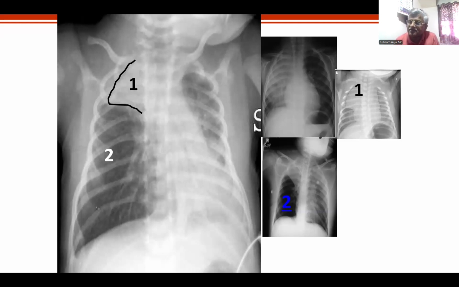What do you mean by hyperinflation? Vessels will become less, air becomes more. Alveolar sacs get distended. Vascular markings get reduced. And because of the volume effect, you can see spreading of the ribs, shift and drifts of the surrounding structures, like it can press on the diaphragm, cardiac border, etc. You understand hyperinflation? Localized hyperinflation means air trapping. Generalized hyperinflation is what happens in most of the viral infections. This is localized hyperinflation.